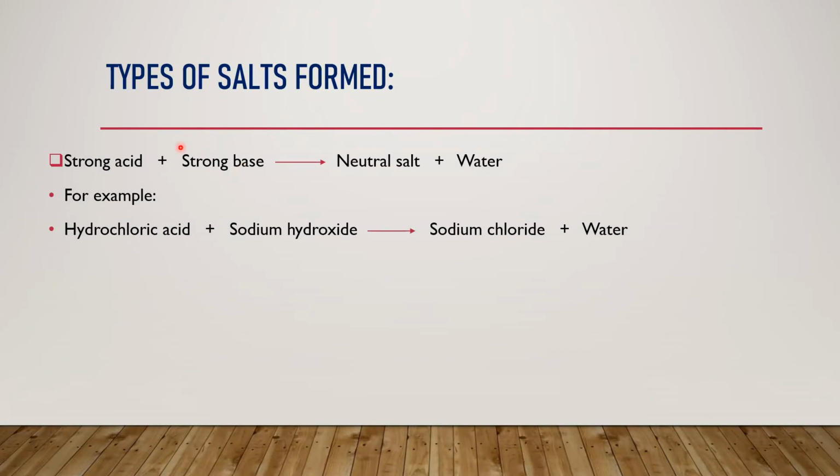Now the third example: strong acid plus strong base gives a neutral salt plus water. For example, hydrochloric acid plus sodium hydroxide gives sodium chloride plus water. Now you may know that acidic salt and basic salt are over. Next is neutral salt. That is, sodium chloride is the neutral salt.